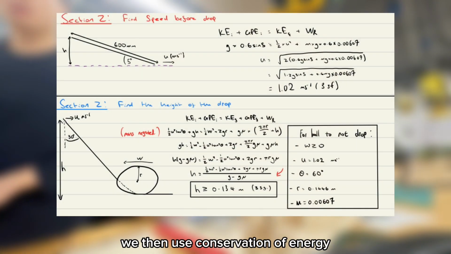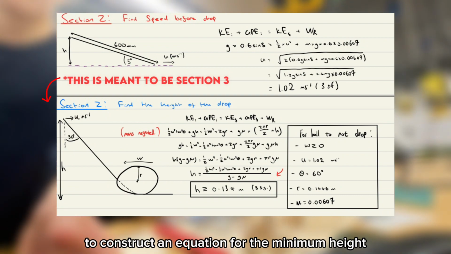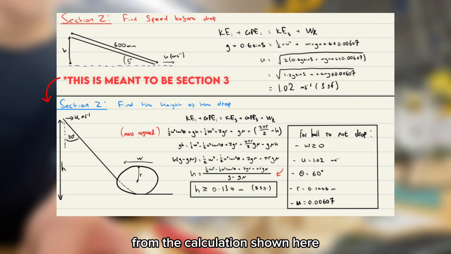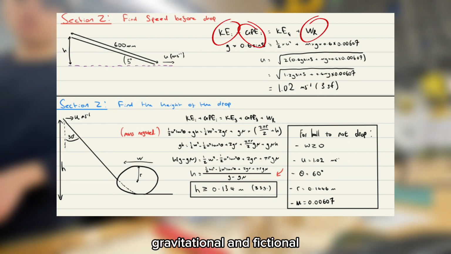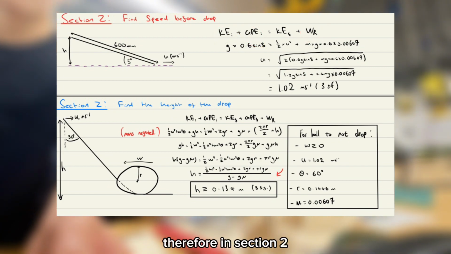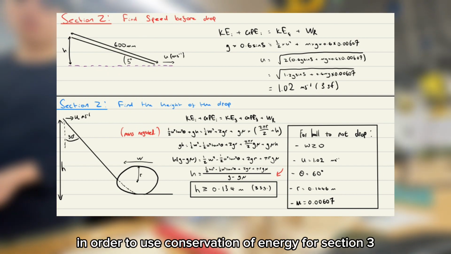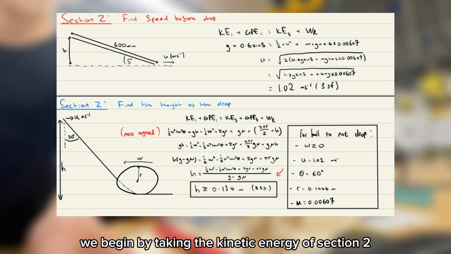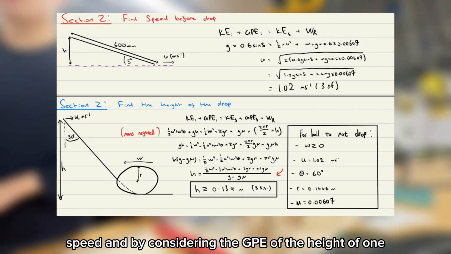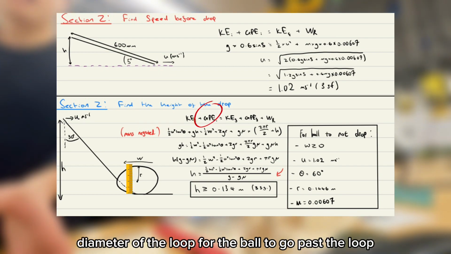We then use conservation of energy to construct an equation for the minimum height. From the calculations shown here, the only energies are kinetic, gravitational, and frictional. Therefore, in section 2, we found the speed before the drop in order to use conservation of energy for section 3. In section 3, we begin by taking the kinetic energy of section 2's speed and by considering the GPE of the height of one diameter of the loop.